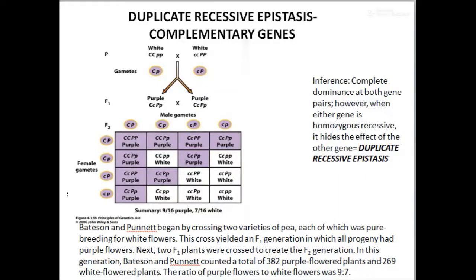In this session, we'll be talking about another type of recessive epistasis called duplicative recessive epistasis, also referred to as complementary genes in some cases. Now, let's look into this.